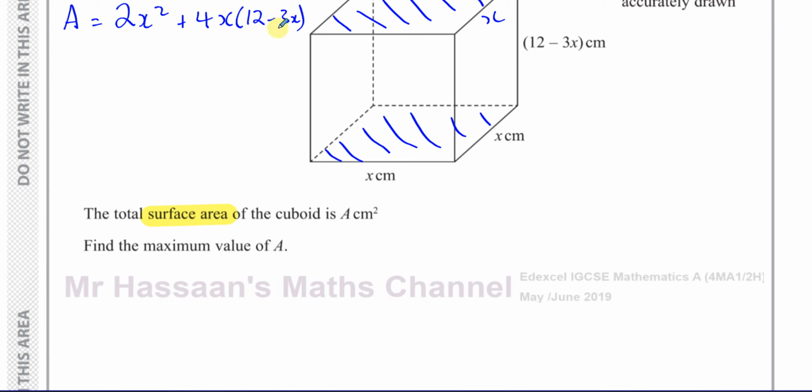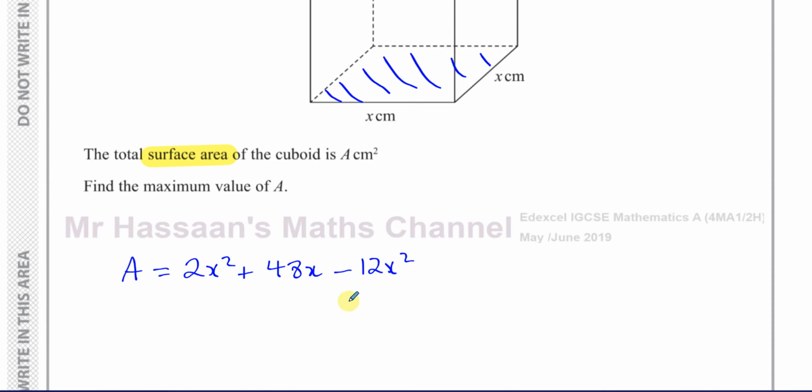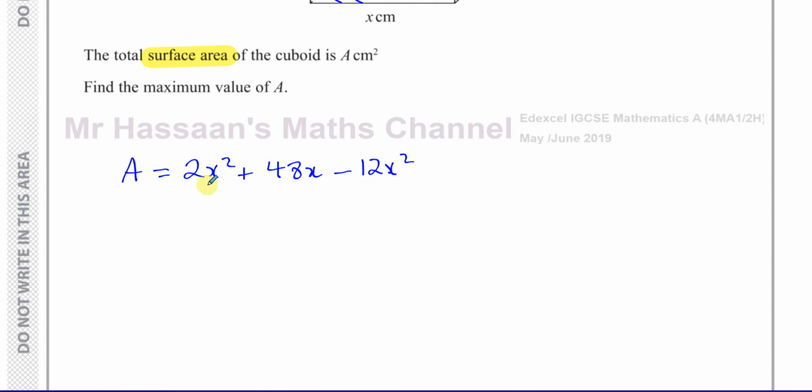Okay, if we expand this, we get the area is equal to 2x squared plus 4x times 12, which is 48x, and then 4x times minus 3x is minus 12x squared. Here we have a couple of like terms: 2x squared and minus 12x squared. So the area is equal to 48x minus 10x squared. That is an expression in terms of x for the surface area of this cuboid.